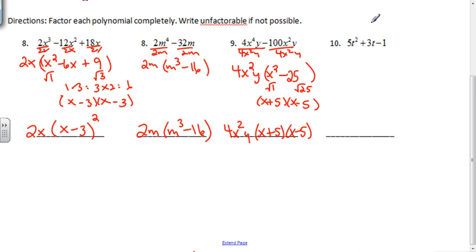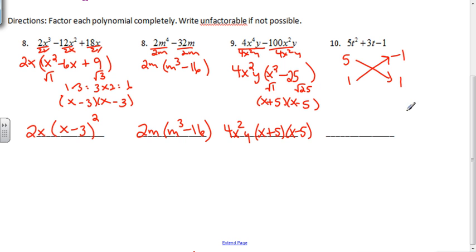For number 10, GCF is my first question. So 5, 3, and 1 doesn't have a GCF. It's a trinomial, so trinomial means the Korean method. The only way I can multiply to get 5 is 5 times 1. And this is nice because the only thing I can multiply to get negative 1 is negative 1 and 1. So this is my only choice.